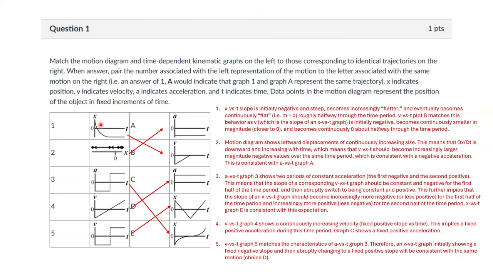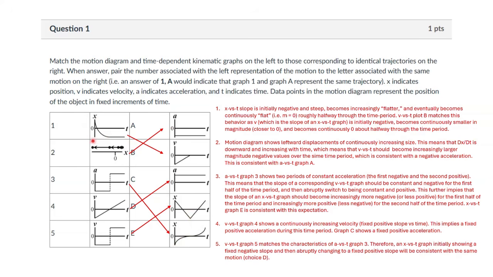So let's look at our possible answer choices. They're either position versus time, velocity versus time, or acceleration versus time. Well, this is position versus time. So unless these 2 graphs look identical to that, which they don't, they can't be the same motion. So these 2 are out for question 1.